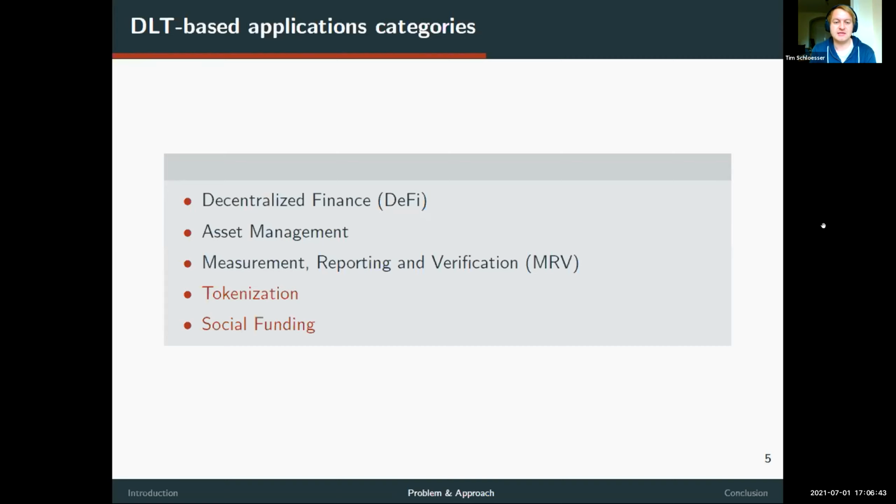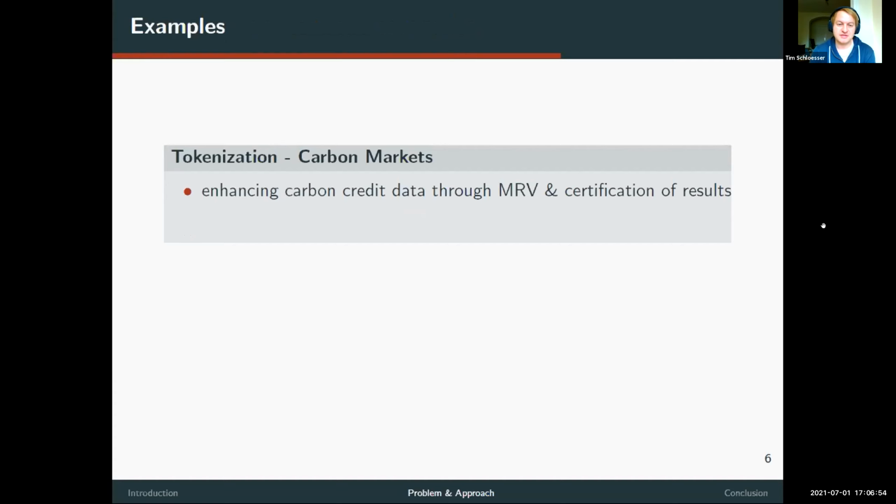For instance, for tokenization, one application field is carbon markets. You can enhance carbon credit data through MRV, and then certify those results as tokens on a DLT, which makes them tradable and more accessible. There are at least two initiatives working on that.